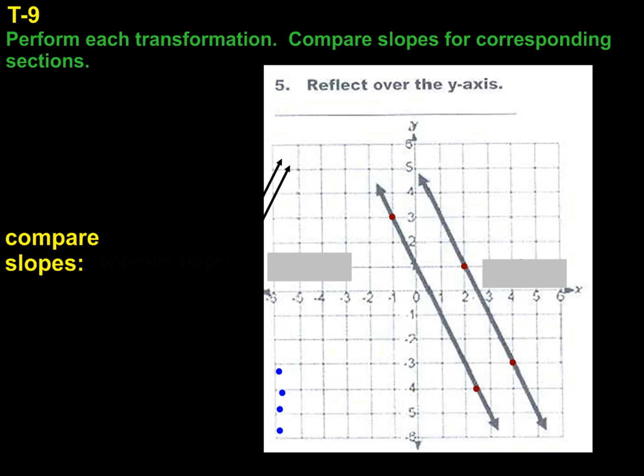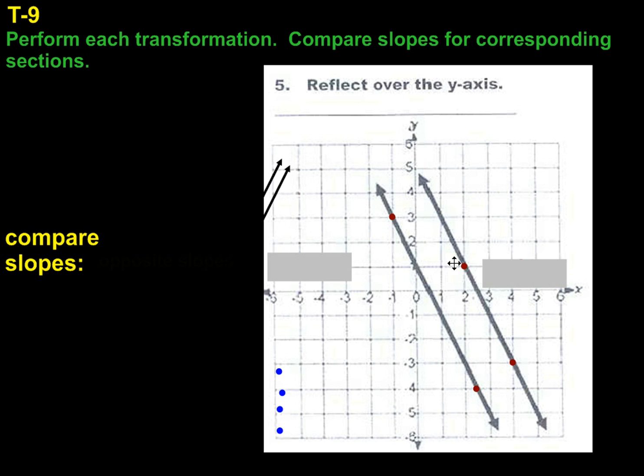We'll start with question number 5. Perform each transformation. Compare slopes for corresponding sections. So the first thing we need to do is recognize that we're being asked to reflect over the y-axis. So we're going to be moving over this axis right here.